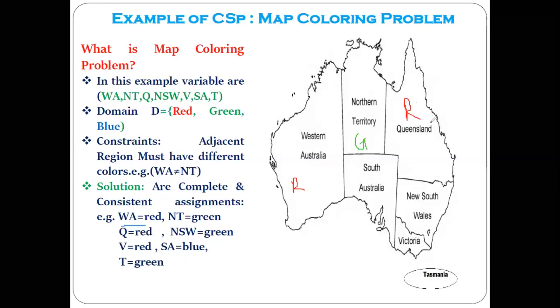Yes, sir. Then suppose we consider green for NSW. Can we consider green for NSW? Then we consider red for Victoria. Can we give red here? Then we consider blue for South Australia.